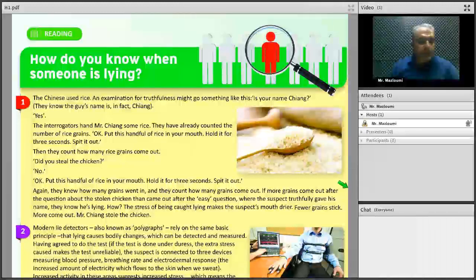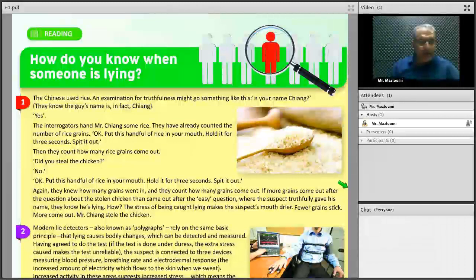Welcome to the second session of High 1. Today we'll be covering pages 4 and 5. Okay? Well, on page 4, there is a reading passage entitled How do you know when someone is lying?